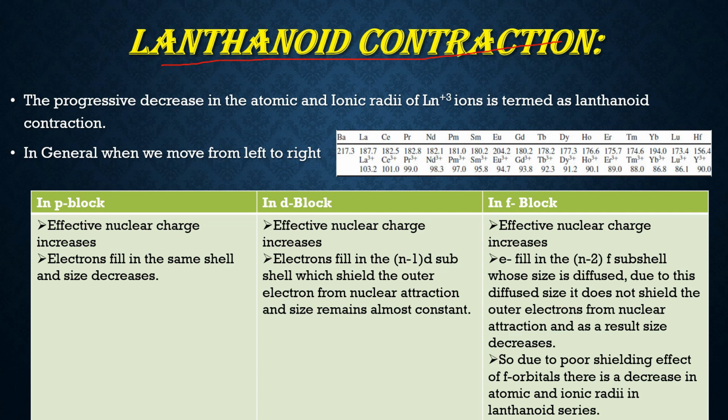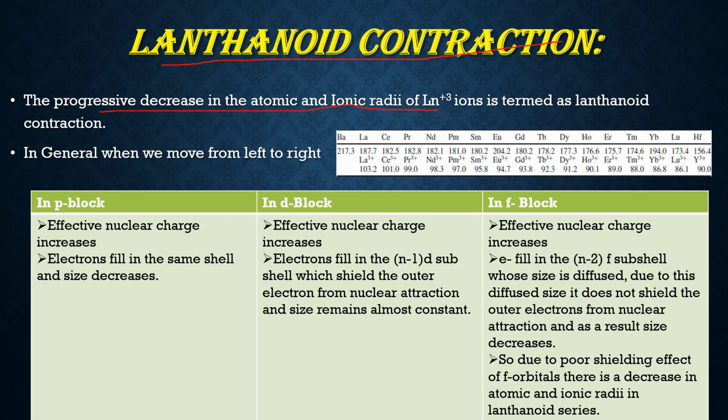The definition is the progressive decrease in the atomic and ionic radii of Ln+3 ions. Ln+3 is the general symbol for all the lanthanoids, and this is termed lanthanoid contraction. I am repeating again, the progressive decrease in the atomic and ionic radii of lanthanoid +3 ions is called lanthanoid contraction.